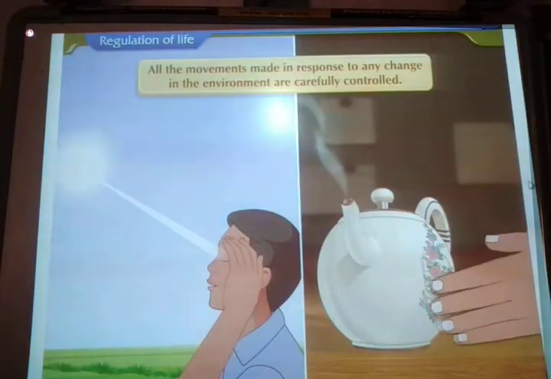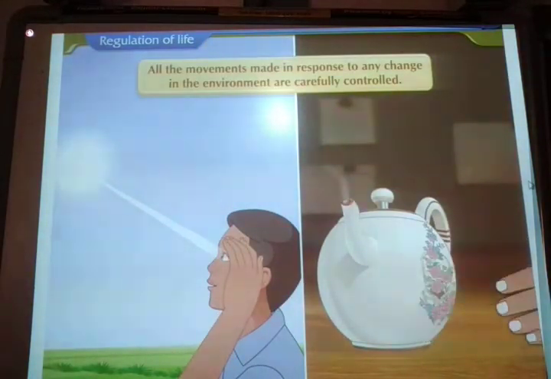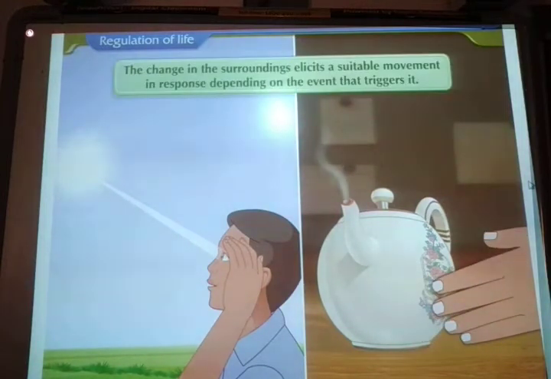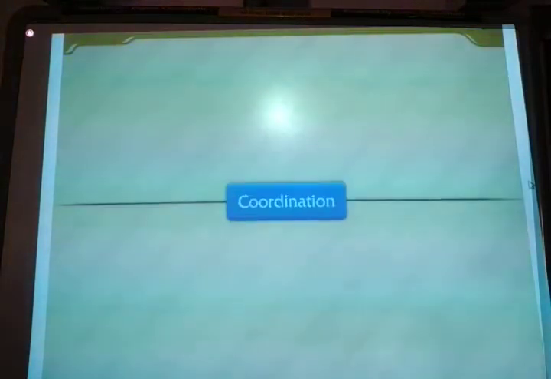All the movements made in response to any change in the environment are carefully controlled. The change in the surroundings elicits a suitable movement in response depending on the event that triggers it. Coordination.